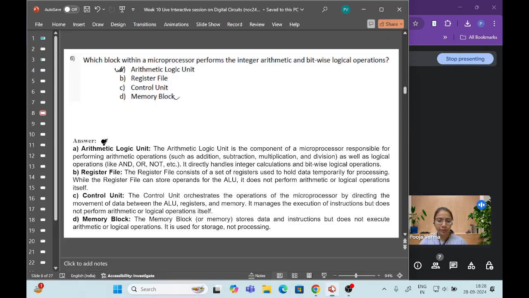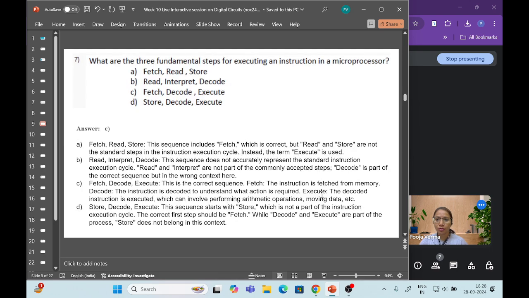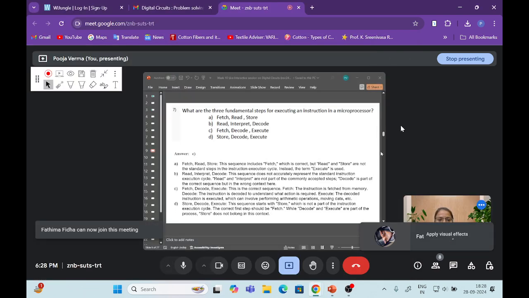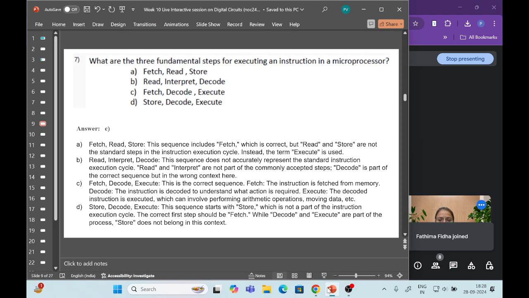Yeah, correct. Thank you for your answer. So now moving to the next question. What are the three fundamental steps for executing an instruction in a microprocessor? So any one of you can answer this question.